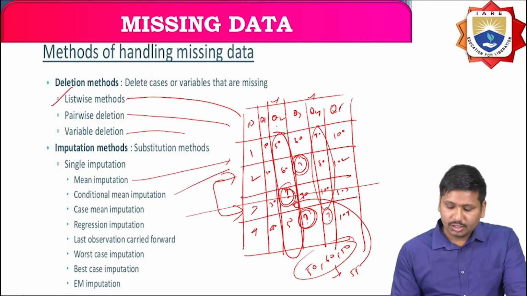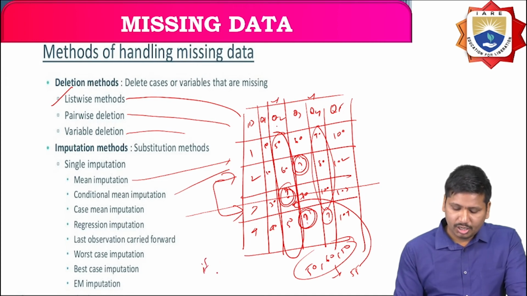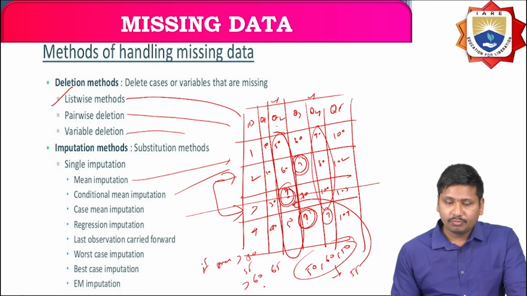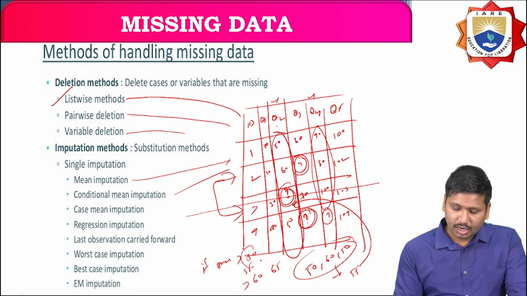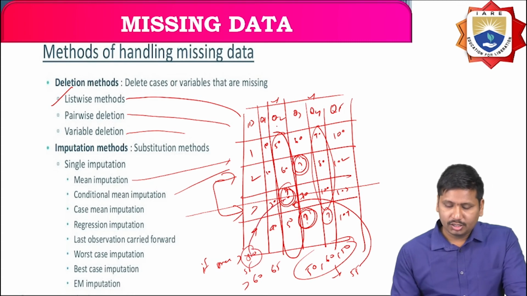The next one is conditional mean, which I can apply based on some conditions. Suppose if the mean value is greater than 50, I can fill with 55. If the mean value is greater than 60, I can fill with 65. Like this, I write some conditions, and based on that, I can fill the missing data.